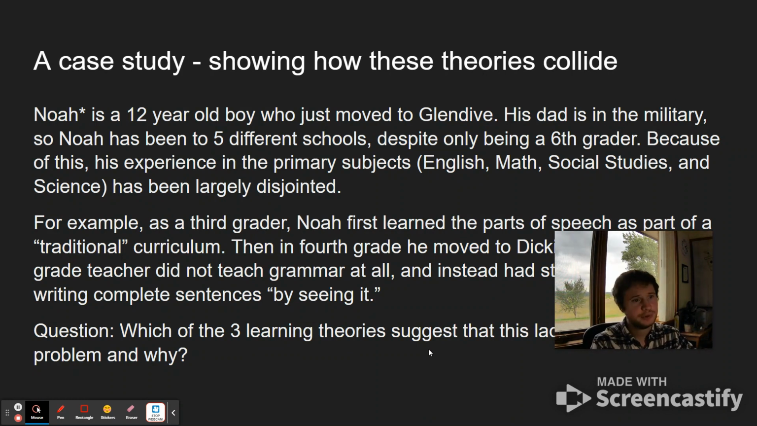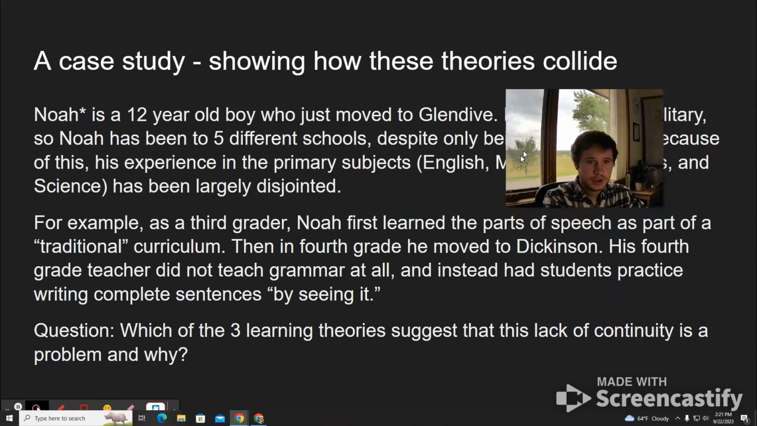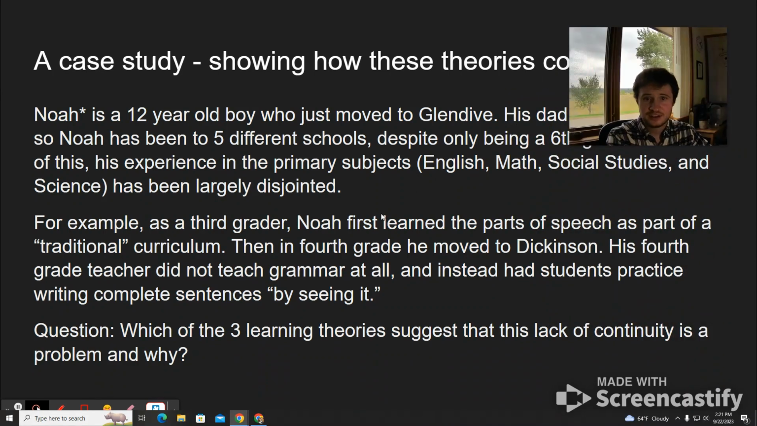Okay, so here's an example. This is a true example, but as a third grader, Noah had a teacher that focused on the parts of speech as part of a traditional curriculum, right? This third grade teacher that Noah had been teaching a really long time and really said, in order for you to learn to write, you need to learn the parts of speech: nouns, verbs, adverbs, adjectives. So as a third grader, he was getting all of that.